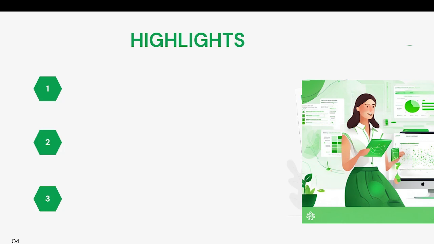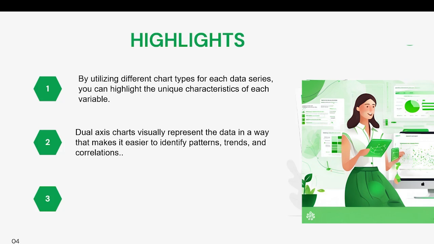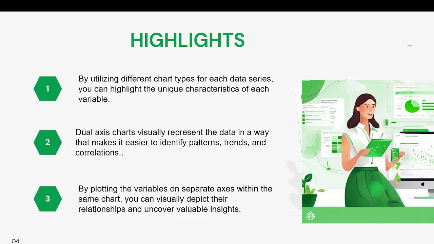Now let's understand the highlights of this video. By utilizing different chart types in each data series, you can highlight the unique characteristics of each variable. Dual axis charts visually represent the data in a way that makes it easy to identify the patterns, trends, and correlations. By plotting the variables on separate axes within the same chart, we can visually depict the relationship and uncover the variable insights.